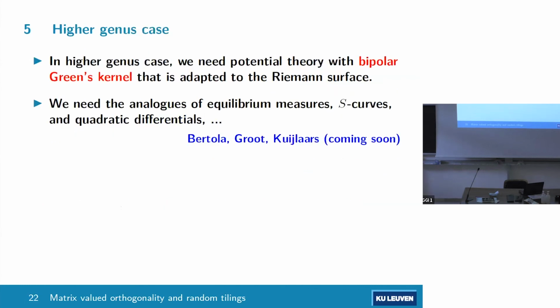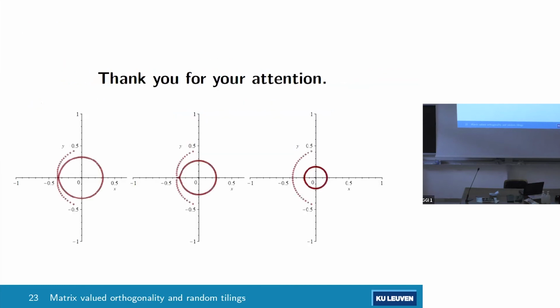In the higher genus case, we need to adapt our setting to a higher genus Riemann surface. Instead of the logarithmic kernel, we need the bipolar Green kernel that's associated to this Riemann surface. And we need to develop analogs of equilibrium measures, S-curves, quadratic differentials, and other stuff. We're working on that also with Marco Bertola. And we hope to have a first paper coming soon, because we cannot do everything yet. So there's still lots to be done. It's not the end of the story, far from it.